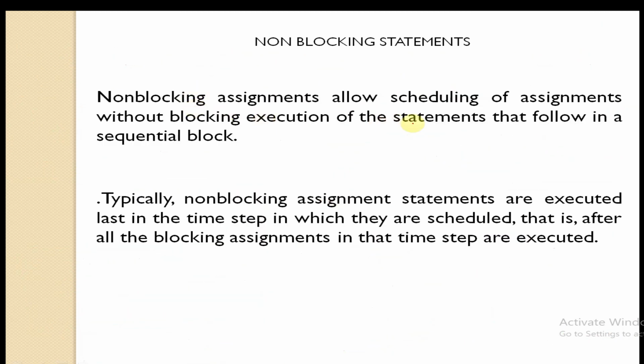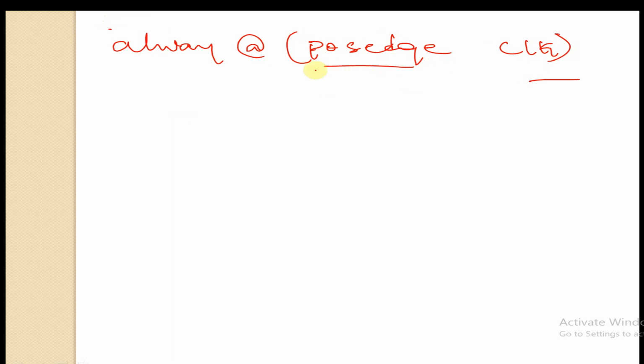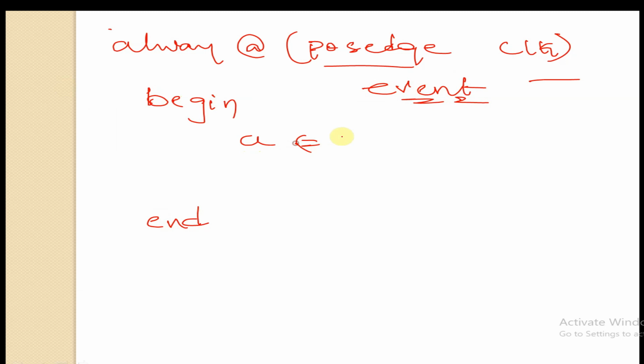Now, coming to non-blocking assignments. Non-blocking assignments allow scheduling of assignments without blocking execution of statements that follow in a sequential block. So again, I will take one sequential block, always at the rate posedge of clock. This block will get activated at the posedge of clock. This is basically an event, and I will explain events in upcoming sessions. Within a begin end block, for now I will assign a is equal to b and b is equal to c.